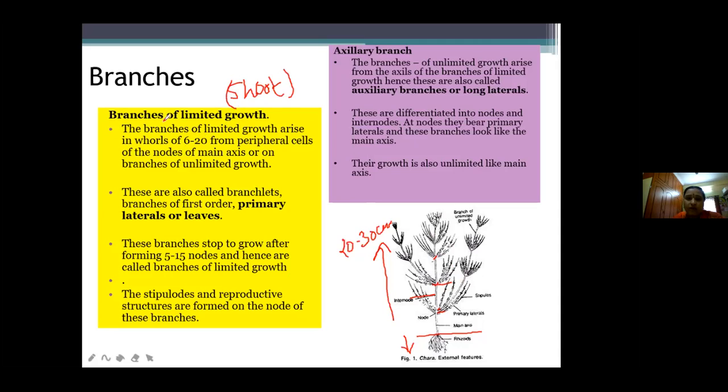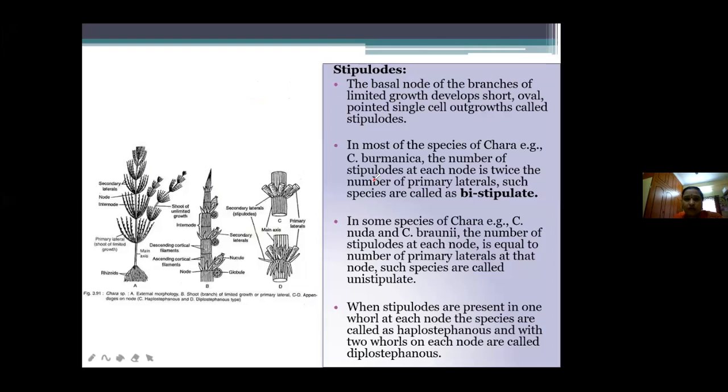One branch is the branch of limited growth, the short lateral. The second one, see here, girls, is the branch of unlimited growth, or axial growth. This is a limited growth, and this one is a limited growth. Both are present at the node.